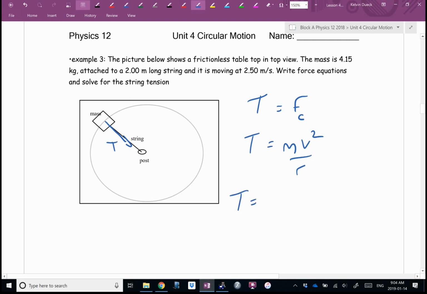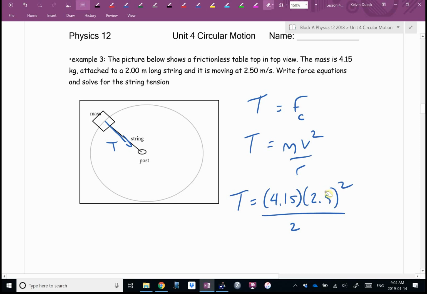Tension is going to be m, 4.15, v squared all over r.